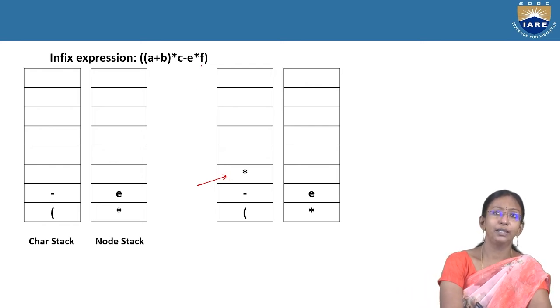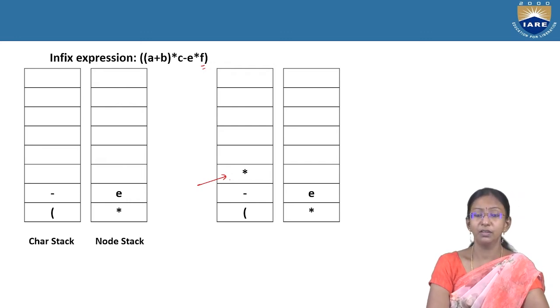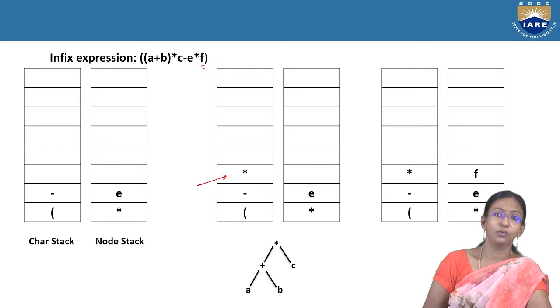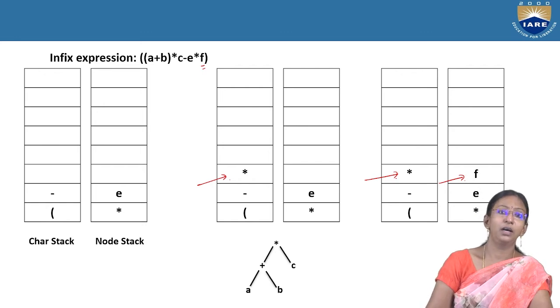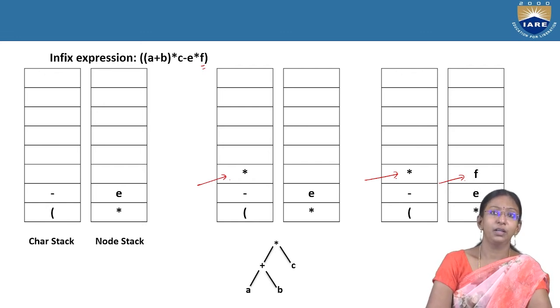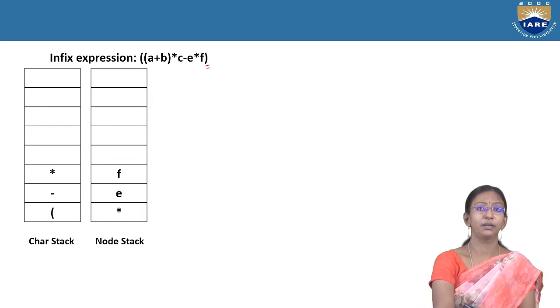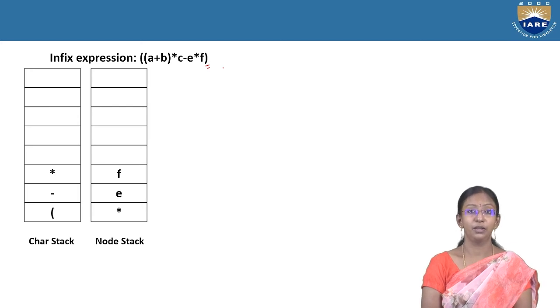Then we are going to encounter F, which is again an operand. So no arguments, simply push it into the node stack. Okay, so I pushed it into the node stack. This is the current scenario, right? On top of the character stack is multiplication, and on top of the node stack is F, right? Now, let's check. The final character that we are going to encounter is a closing bracket.